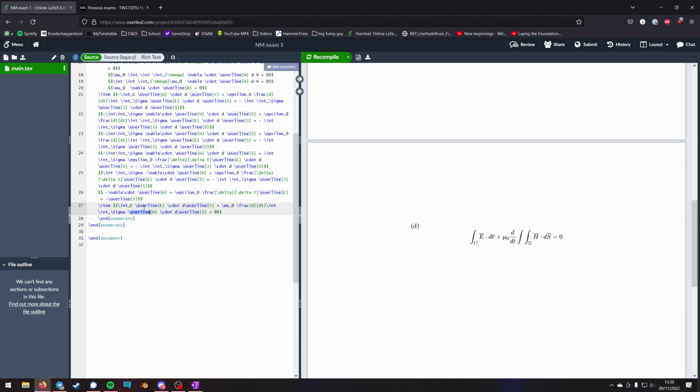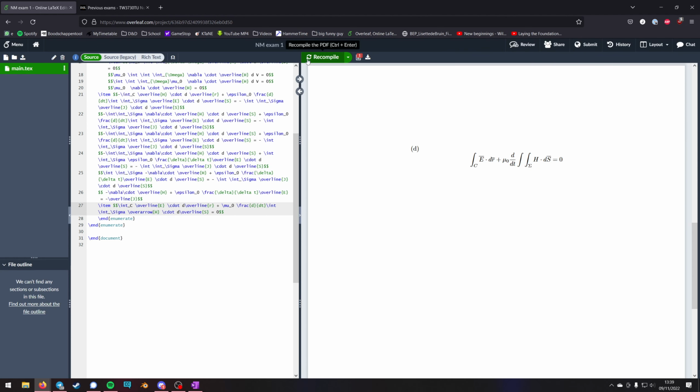There's probably a way to do over arrow or something, but I mean... You can do vec. Vec. /vec. Yeah. We should use vec instead of overlined.